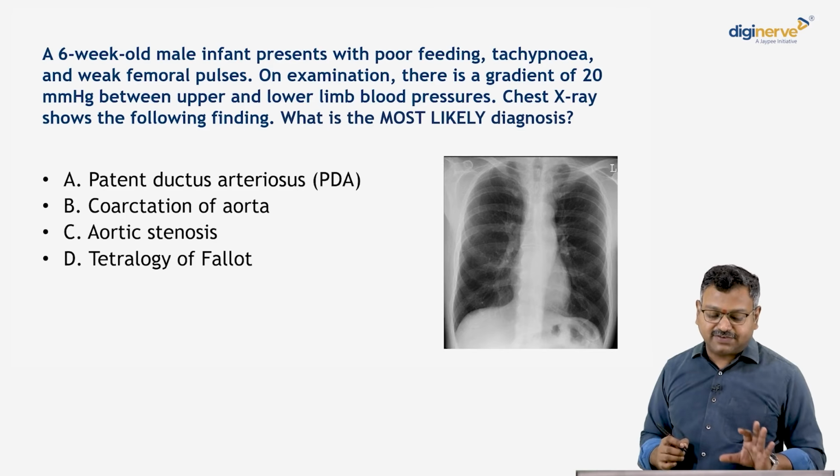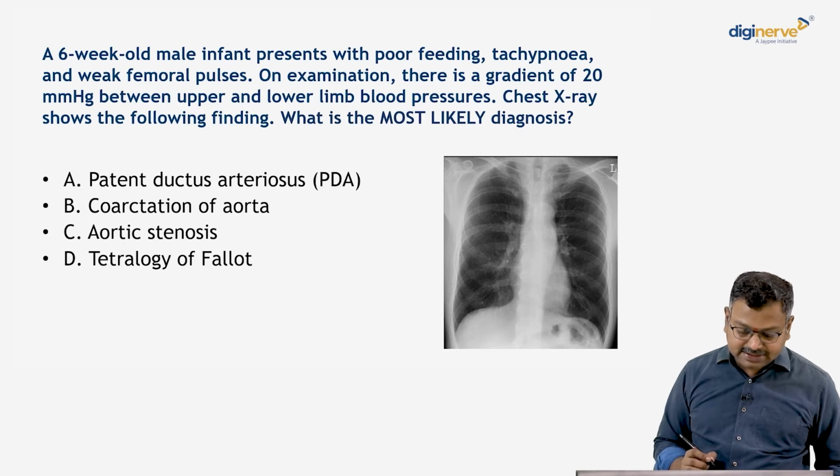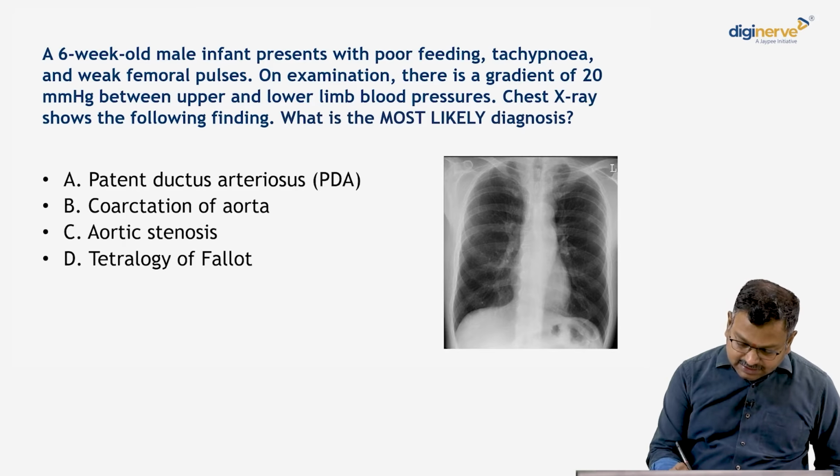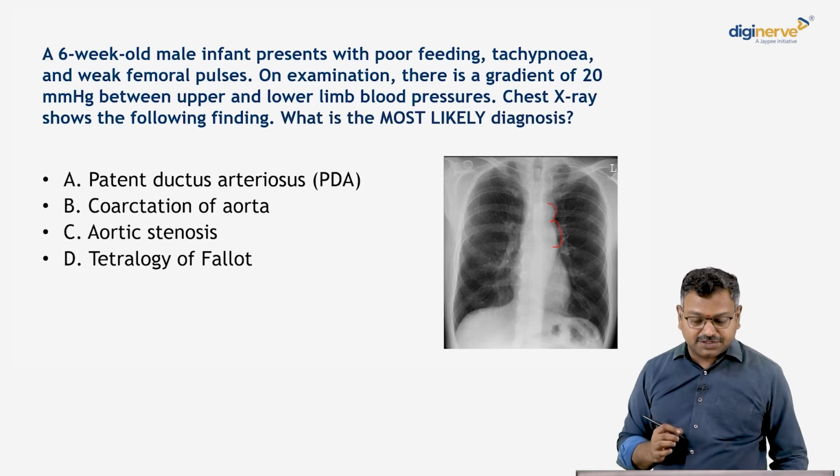Chest X-ray shows this finding. Now, what's your diagnosis? If you carefully look at the chest X-ray, you can see this figure of 3 appearance here. That's the classical sign of coarctation of aorta.